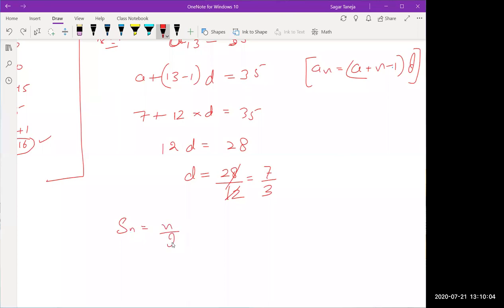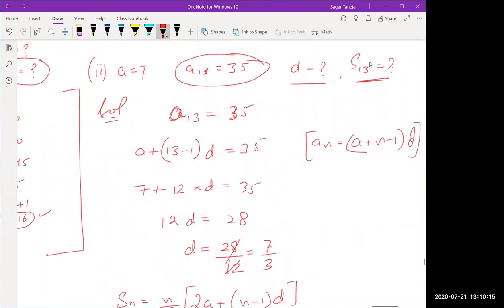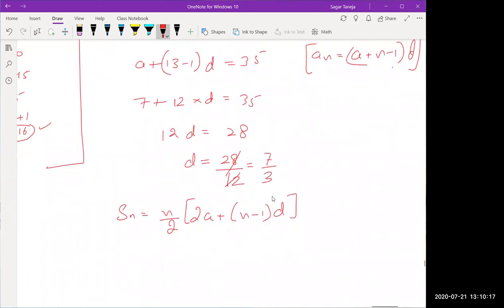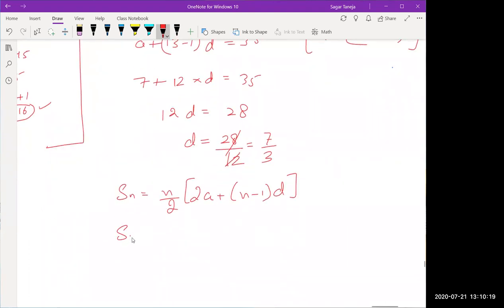n by 2, 2a plus n minus 1 d, where n is, look here, we have to calculate the value of S13. So here n is 13. So 13 by 2, 2 into a, which is 7, then n is 13 minus 1 into d, and d is 7 by 3.